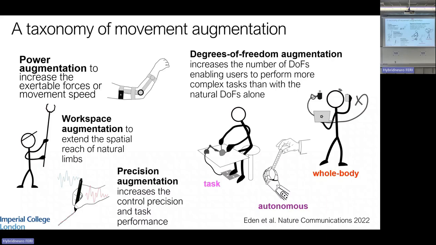We focus a lot on extending degrees of freedom because it has interesting neuroscientific questions in addition to applications. But we will also give examples at least for the power augmentation, which is also possible with robotic devices.